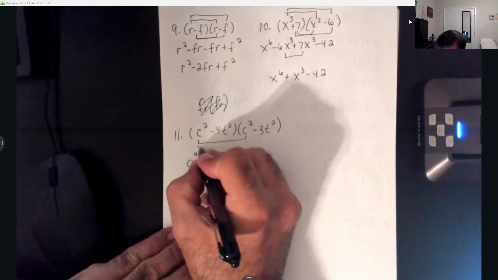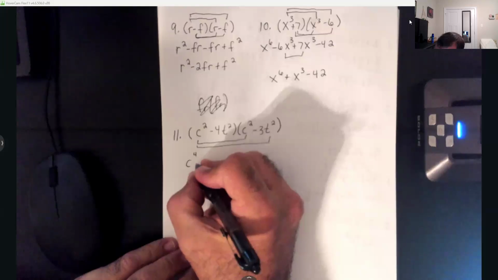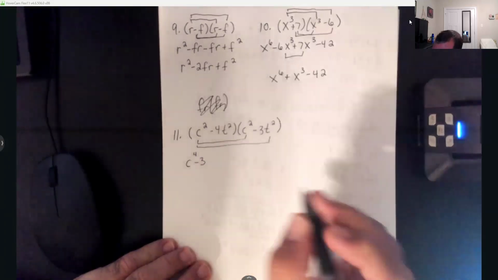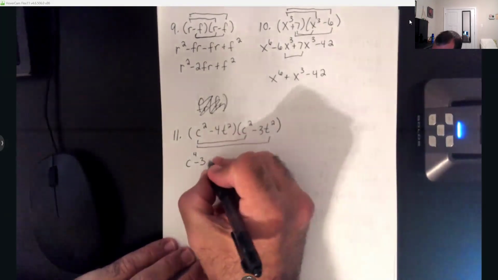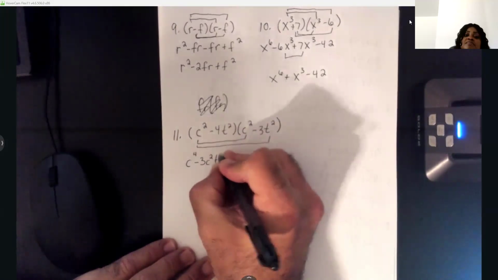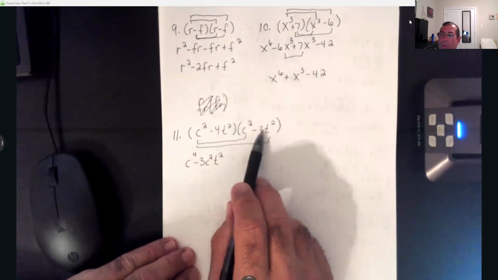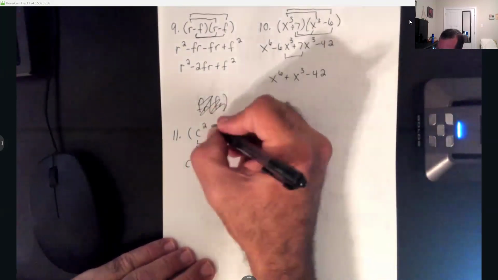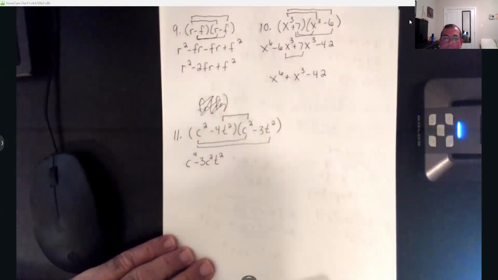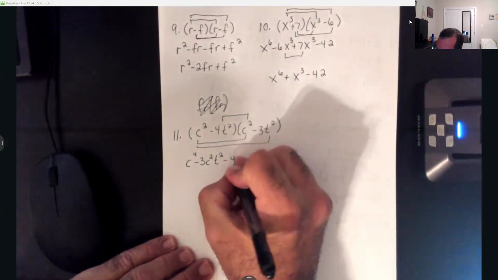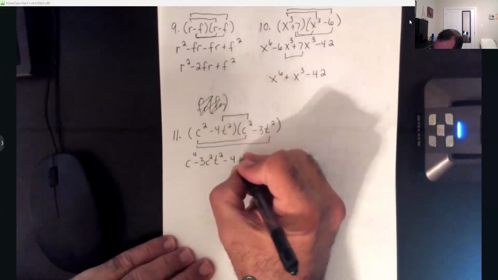All right, y'all, how about that? c squared times that negative 3t squared. So that's a negative 3, and I'm just going to put mine in order: c squared, t squared. They couldn't change the actual letters because there wasn't but one c squared and one t squared. All right, so let's do the inside. This negative 4t squared times c squared is a negative 4, c squared, t squared.